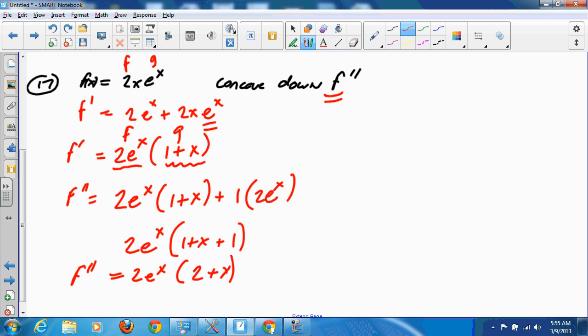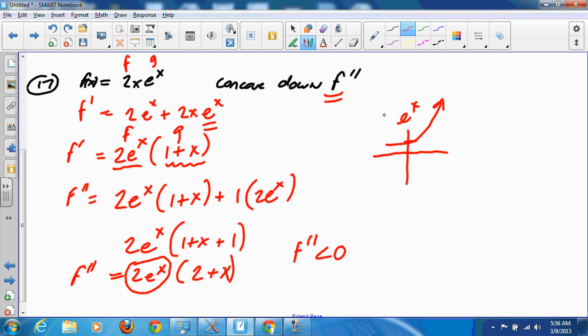So now the question becomes, when is this thing concave down, or when is this second derivative less than 0? Well, will 2 e to the x ever become 0, or will it ever become negative? Let's just look at e to the x. E to the x is a graph that looks like this. So if you double it, it's just going to get steeper. So of course that'll never be negative.